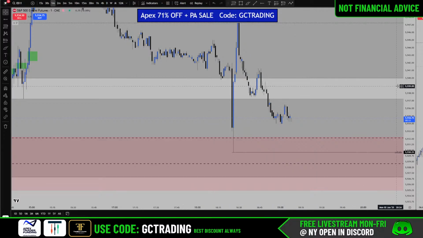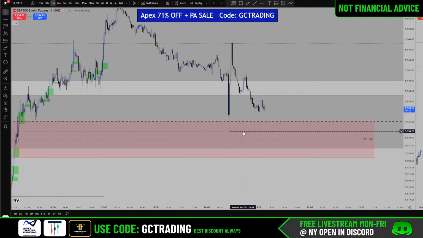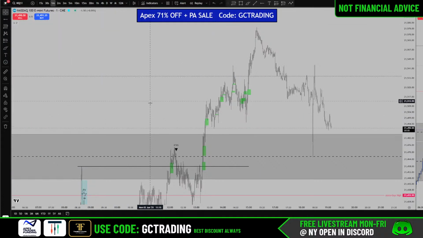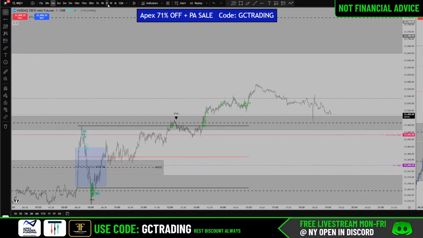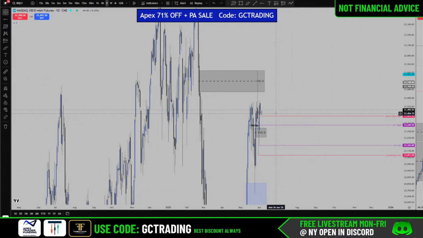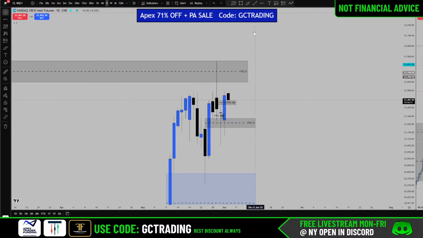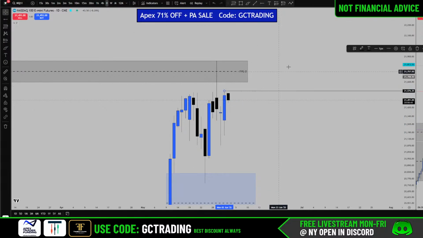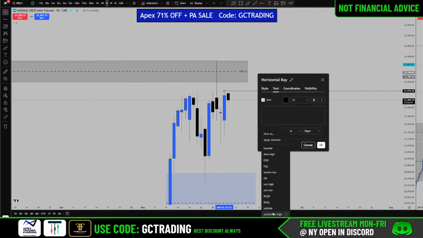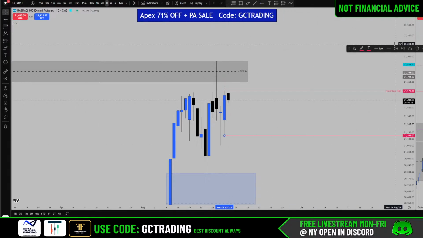So that's my analysis on ES. I'm just waiting for price to take out this level right here. NQ, let's go do our analysis on NQ. Let's see what's going on here. On NQ, we did wick up into that daily gap. I feel like we are going to fill that wick at some point. So let's delete all this. We've got a bunch of stuff on here that we don't need. We've got yesterday's high, yesterday's low. Okay, so we got that.